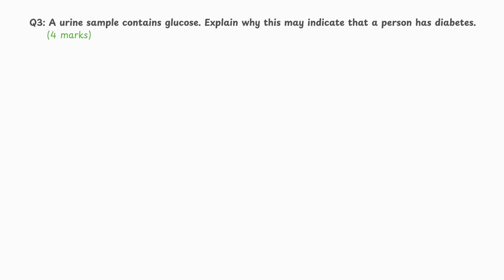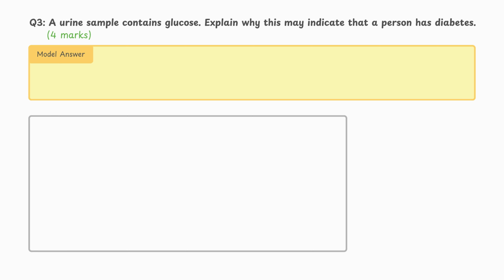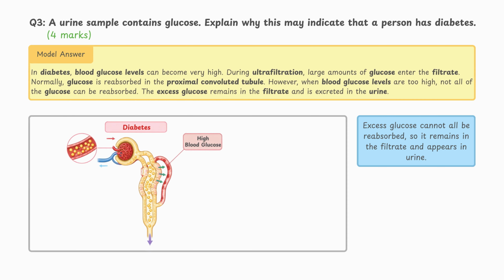And for question number 3, a urine sample contains glucose. Explain why this may indicate that a person has diabetes. In diabetes, blood glucose levels can become very high. During ultrafiltration, large amounts of glucose enter the filtrate. Normally, glucose is reabsorbed in the proximal convoluted tubule. However, when blood glucose levels are too high, not all of the glucose can be reabsorbed. The excess glucose remains in the filtrate and is excreted in the urine.